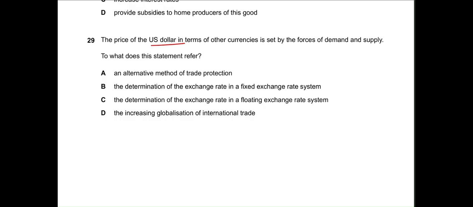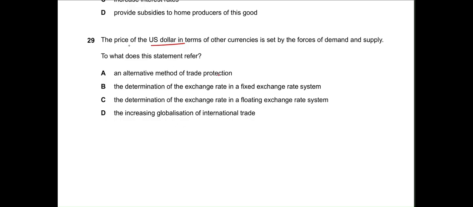An alternative method of trade protection. Option number B, the determination of this exchange rate in a fixed exchange rate system. Option number C, the determination of exchange rate in a floating exchange rate system. Option number D, the increasing globalization of international trade.